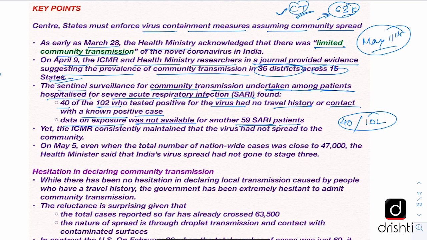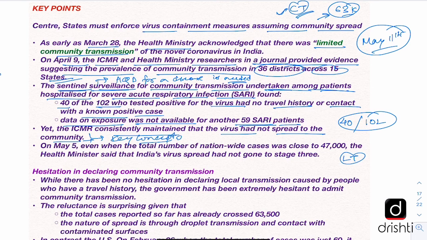And here we should also know about sentinel surveillance. Sentinel surveillance is used when high quality data for a disease is needed and it cannot be obtained through a passive system. In such a case, the sentinel surveillance system is used. Even after this kind of data was reported, the Indian Council of Medical Research has consistently maintained that the virus had not spread to the community. Now we'll see about ICMR and also about community transmission in detail in the key concept section.